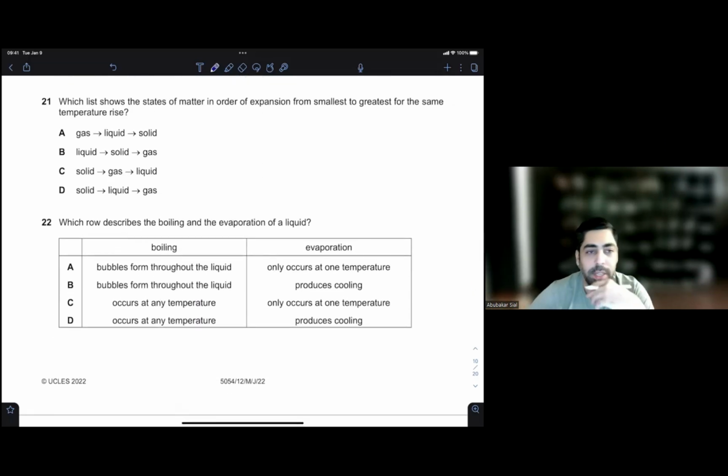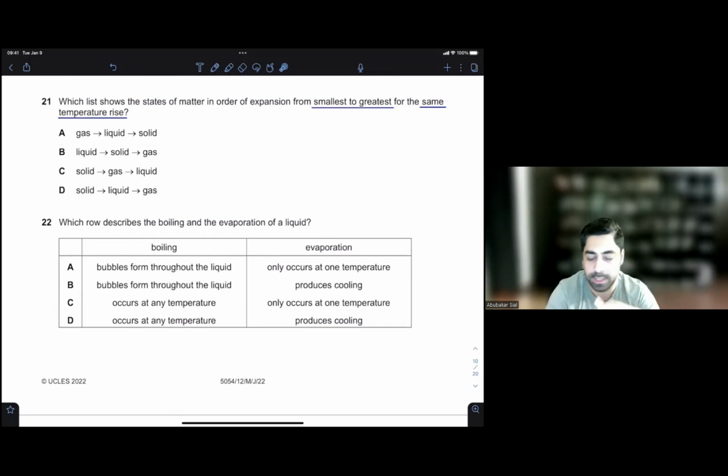All right, 21. Which list shows the states of matter in order of expansion from smallest to greatest for the same temperature rise? Once again, you underline these things. Now you see the point and benefit of underlining: it tells us exactly what we're supposed to pay attention to. You don't need to read the question again and again. So, smallest to greatest expansion and same change in temperature.